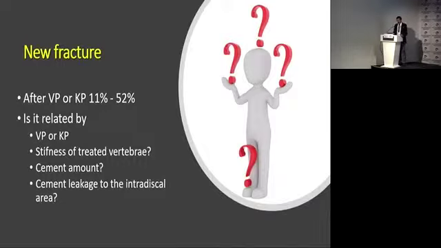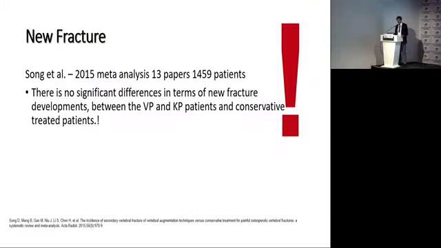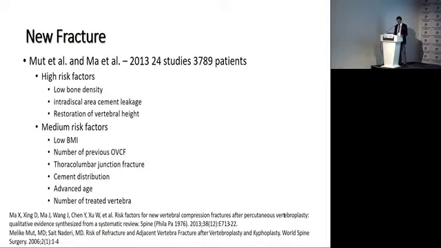Adjacent fracture is found after vertebroplasty and kyphoplasty in between 11 and 52%. Is it related to vertebroplasty or kyphoplasty, stiffness, cement amount, or cement leakage into the intradiscal area? Sangatol published a new paper, a meta-analysis of 13 papers. They claimed that there is no significant difference in terms of adjacent fracture development between vertebroplasty, kyphoplasty, and conservatively treated patients.